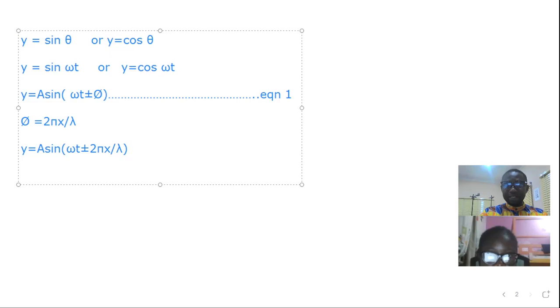From here now, we can illustrate this as this. So this is our equation 2, that y is equal to a sine wt plus or minus kx.